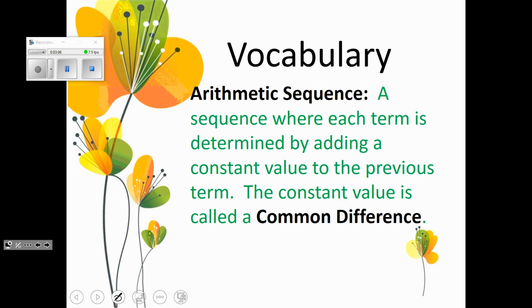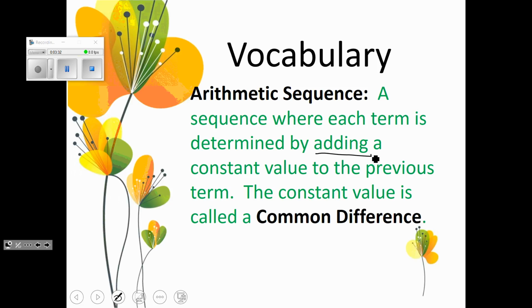An arithmetic sequence is a sequence where each term is determined by adding a constant value to the previous term. That constant value, what you're adding to every term, the pattern, is called a common difference. Okay? So the key word here is adding. And it has a common difference.